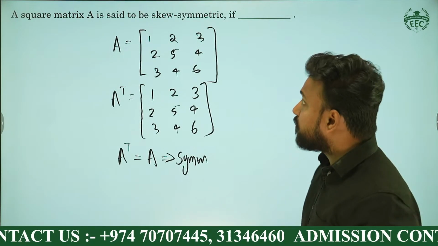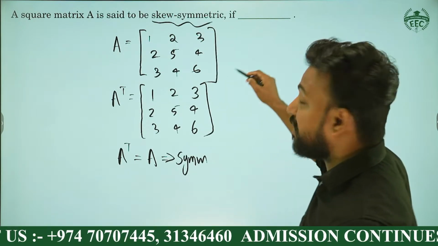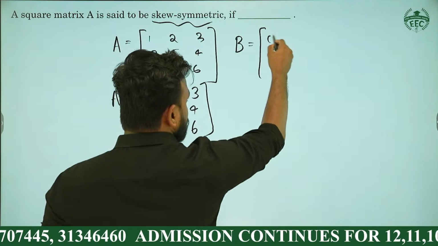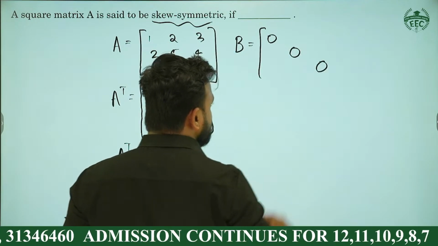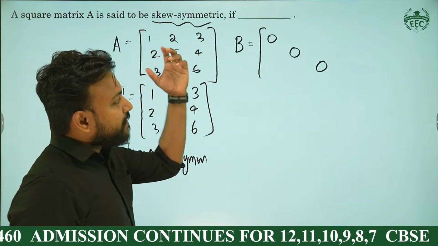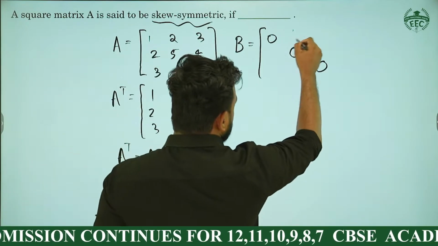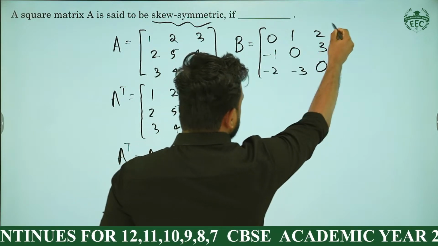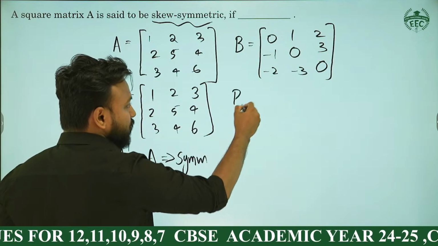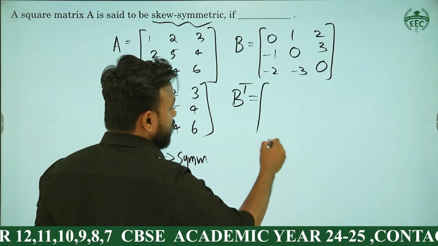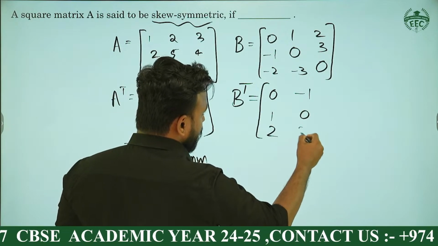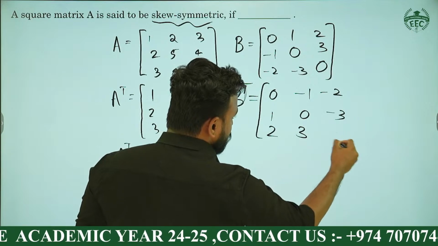Then what about skew symmetric? I'll give you an example. If a matrix B is equal to, here, all the skew symmetric matrices will have the diagonal elements as 0, then here 1, 2, 3 and the negatives of those numbers. If you take the transpose of this matrix, what will you get? B transpose will be equal to what? 0, 1, 2 and minus 1, 0, 3, minus 2, minus 3, 0.